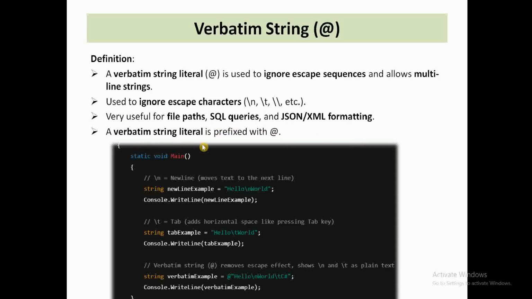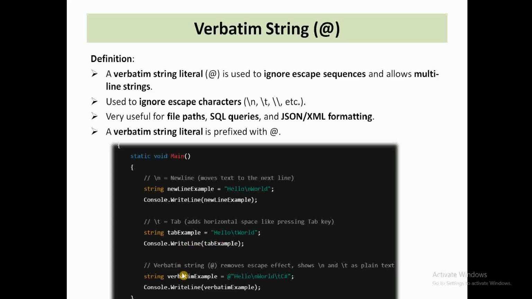A verbatim string literal is prefixed with @, so if we want to use a verbatim string, we have to put the @ symbol before that string. Here we have some examples of verbatim strings. First one is \n. It is a simple string. Now it will give us hello on the first line and world on the next line, because this is for the new line. Next we have \t. If we press the tab key, it will give us more spaces. This is the simple string value.